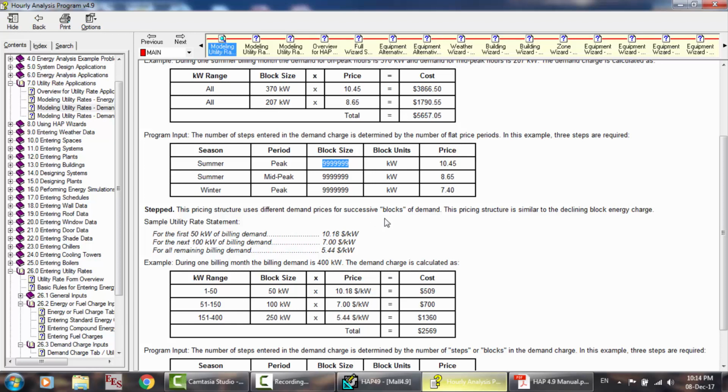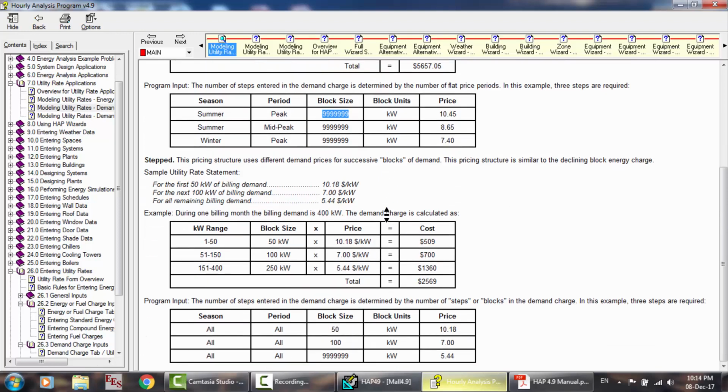Okay. So if we have stepped, this pricing structure uses different demand prices for successive blocks of demand. This pricing structure is similar to the declining block energy charge. So in a simple utility rate statement, suppose that we have, for the first 50 kilowatts of billing demand, this price, for the next 100 kilowatts of billing demand, this price, and for all remaining billing demand, another price. So here is the range.